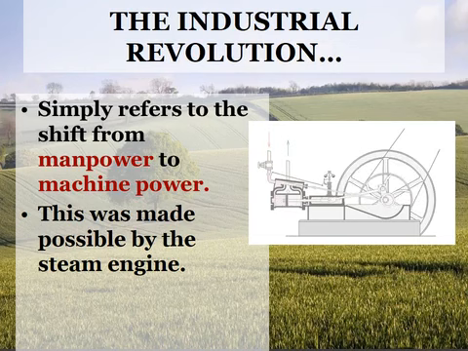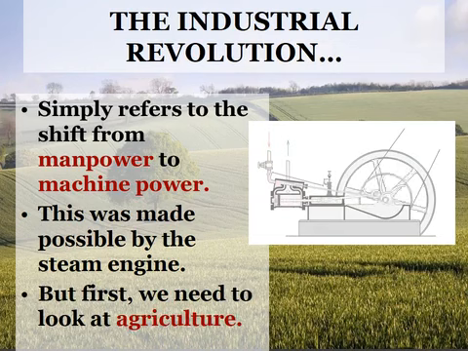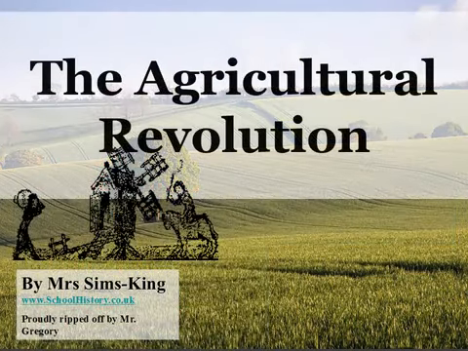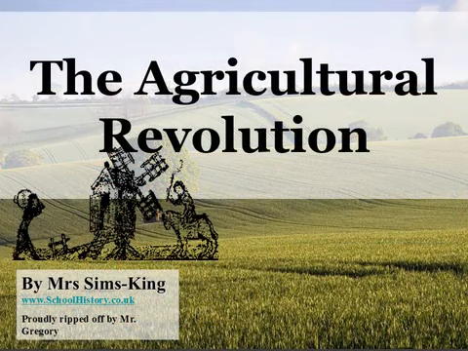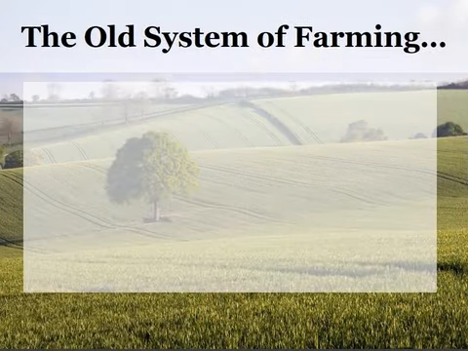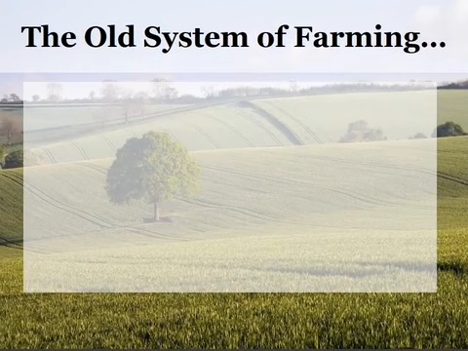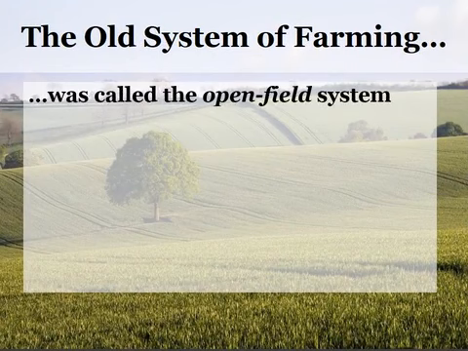First, excuse me, before we get to the Industrial Revolution, what made it possible was a revolution in agriculture. Sorry. Ta-da! Thank you, Mrs. Sims King from the UK, proudly ripped off by me. Now, traditionally, going back to the Middle Ages, the old system of farming is like nothing you and I are used to. It was called the open field system.